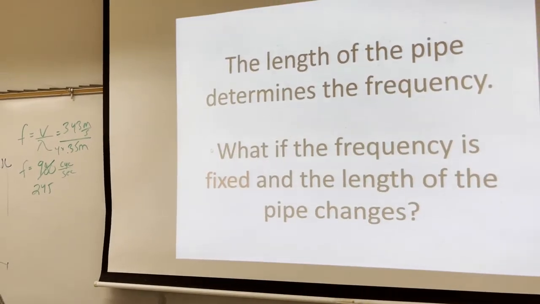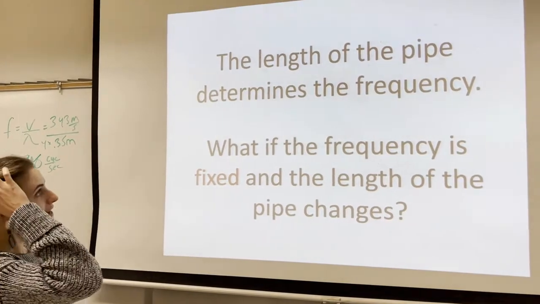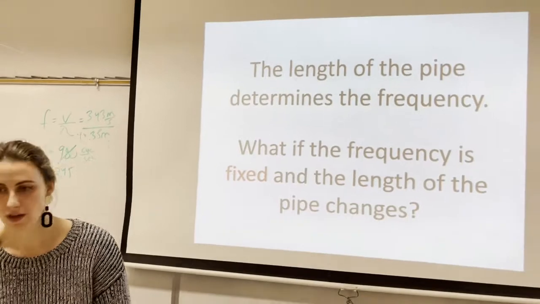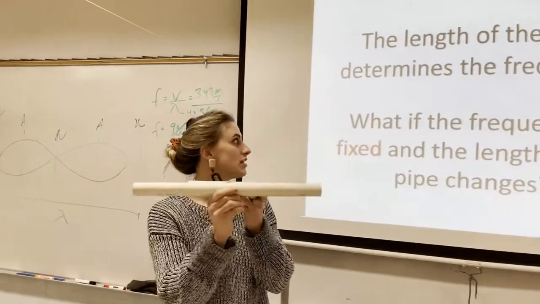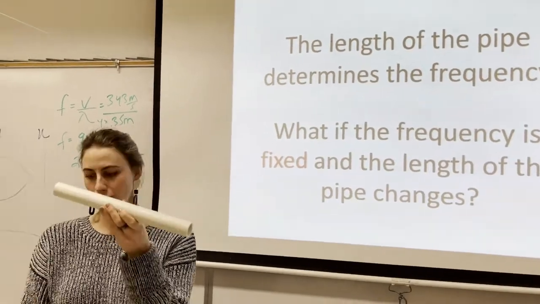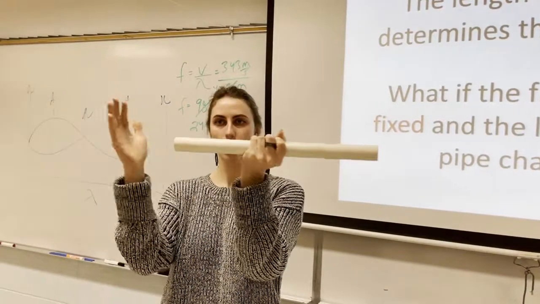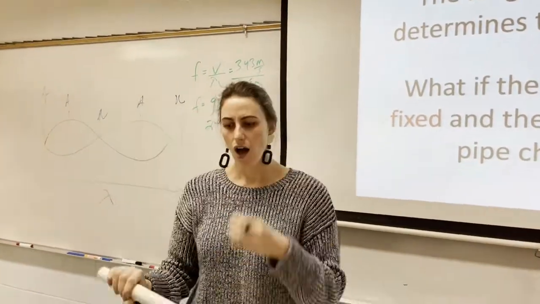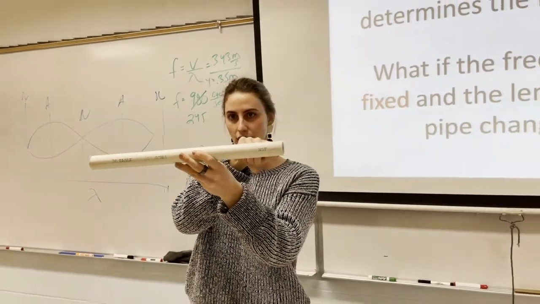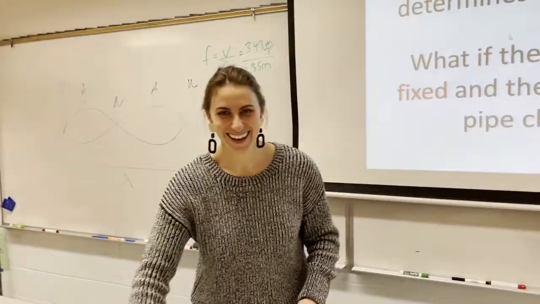Okay, where are we at here? This is our last slide, I believe. The length of the pipe determines the frequency. This one has a shorter length, so it's going to be a higher frequency. A longer pipe has a lower frequency, and that's because it's got a longer wavelength. There's only a quarter of a wavelength in here, but this one is just like meow, where this one is like meow.